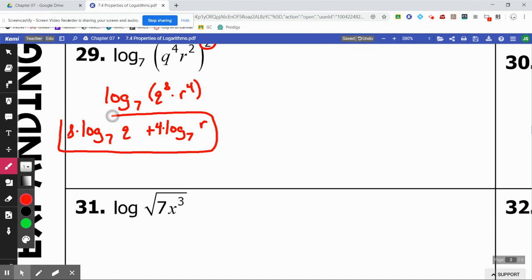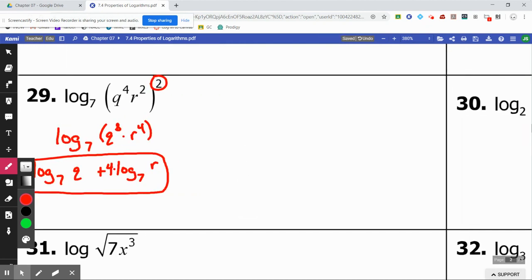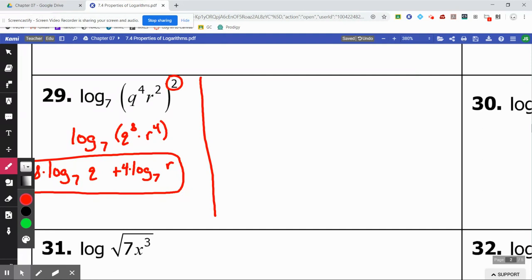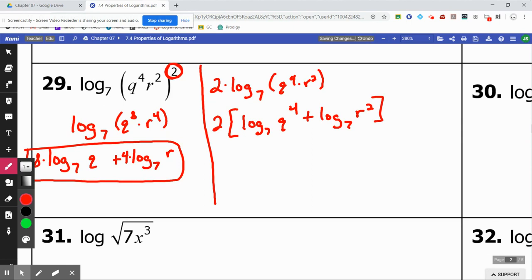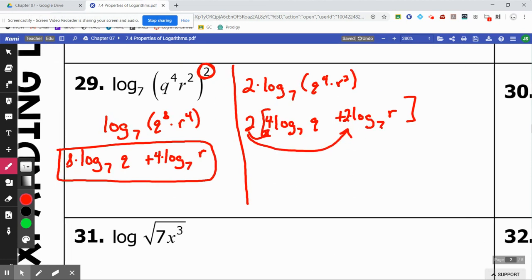Now I'm just going to show you another way of working this. What if I'd have left the 2 up there? Just to show you that it's weird, but the rules of logs actually work with the rules of exponents. We could have brought this down front to begin with and written this as 2 times the log base 7 of q to the 4th times r to the 2nd. We could then have split it into log base 7 of q to the 4th plus log base 7 of r to the 2nd. This 4 and this 2 could then be moved down front. And then when you distribute this 2 back out to it, you would get the exact same answer that we got before.